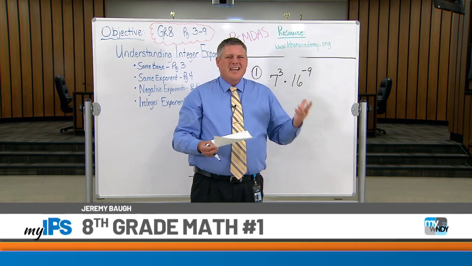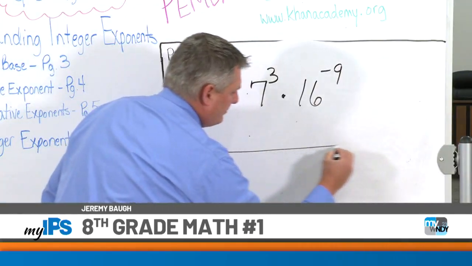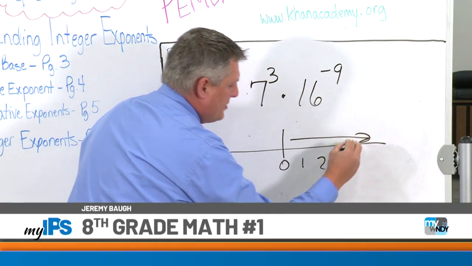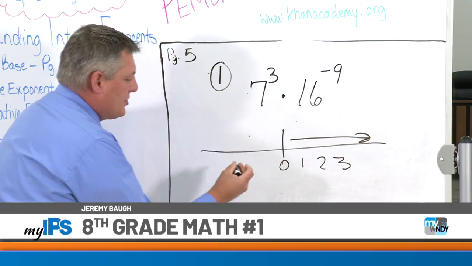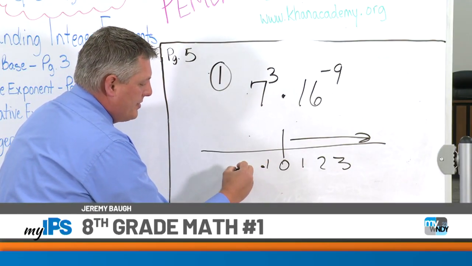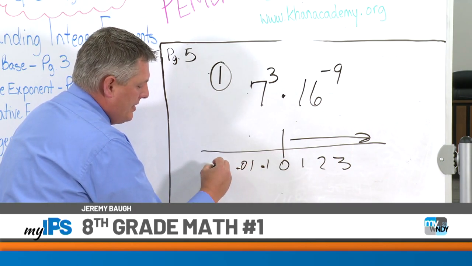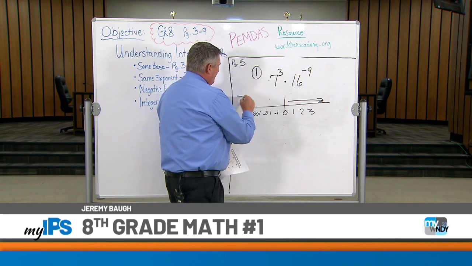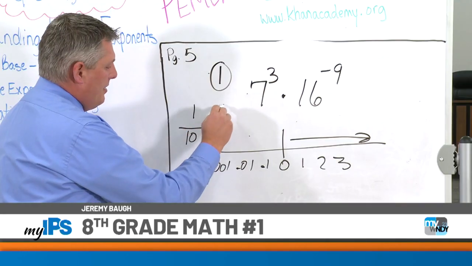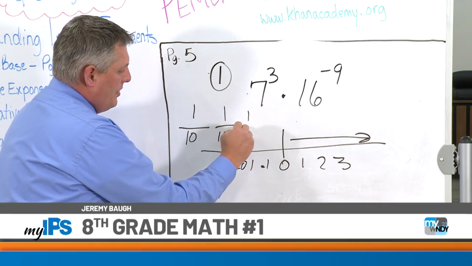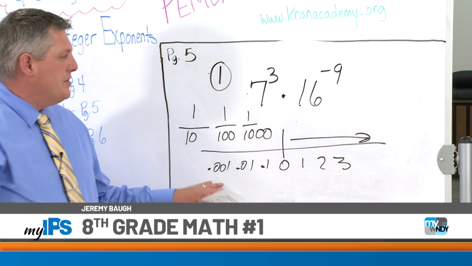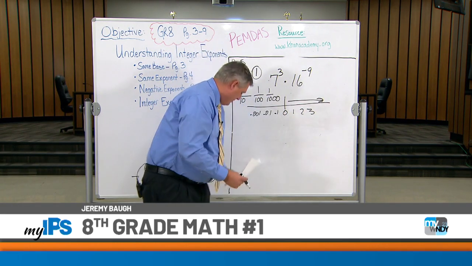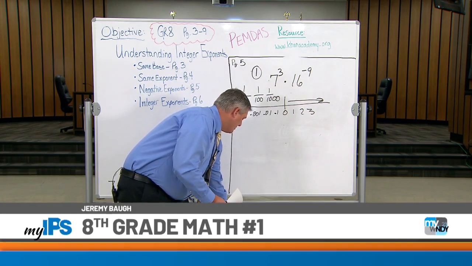If this is 0 and this is 1, 2, 3, and positive numbers go this way, when we go backwards, we start getting into decimal numbers, right? And we start getting into this type of place value. Decimal numbers can also be written as fractions, so 1/10, 1/100th, 1/1000th. So when we start dealing with negative exponents, we're talking about a fraction and flipping the number upside down. Okay, so just a quick review for you.